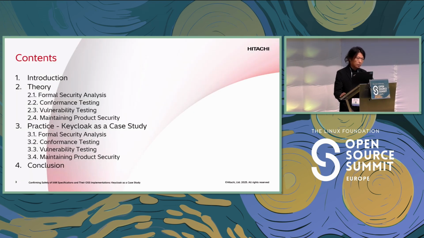In the first part of this talk, I'd like to talk about the theory regarding how to make IAM OSS secure. And after that, I'd like to talk about the practice that follows the theory, by picking up Keycloak as a case study.